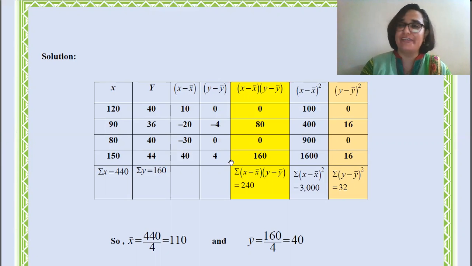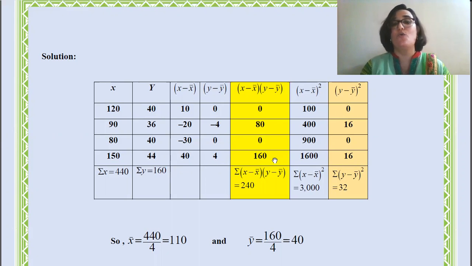मैंने आपको formula already दिखा दिया. So what is the first thing that you need in the numerator? You need the multiplication of these two columns, right? X minus x bar and y minus y bar. Look at the yellow highlight. It's a multiplication. Quickly. 10 into 0, 0. Minus 20 multiplied by minus 4, minus minus, plus. 4 2s are 8 with a 0, so plus 80. Minus 30 into 0, 0. 40 into 4, 4 4 is 16 with a 0, 160.